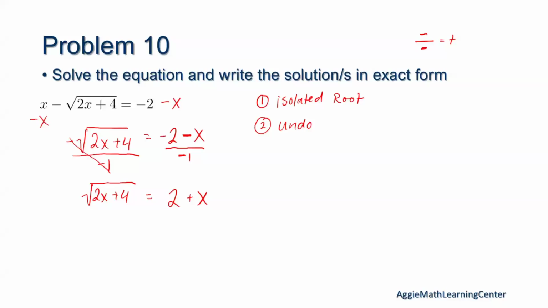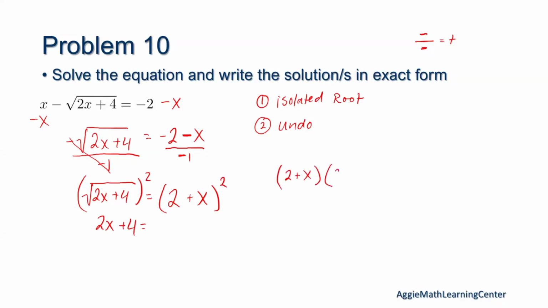Now, second step, we want to undo. How are we going to undo this square root? We'll square both sides. When we square that root, we'll be left with just what's on the inside. So that's 2x plus 4 equals 2 plus x, squared.